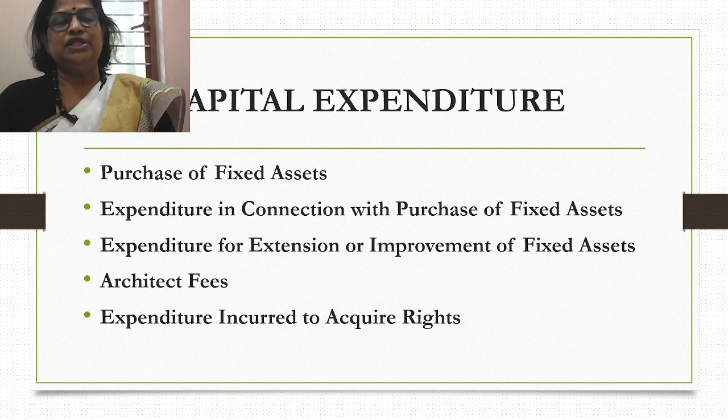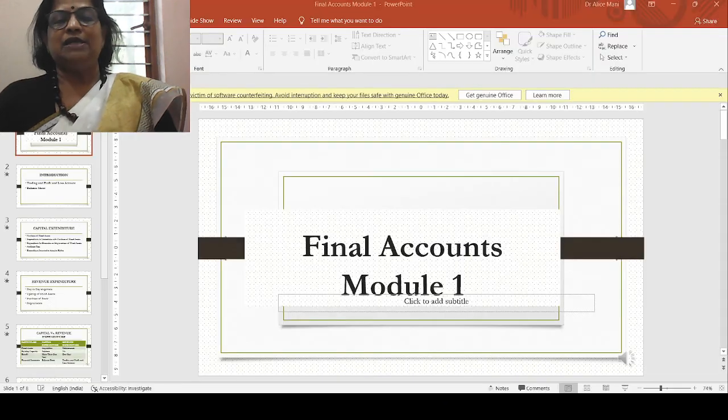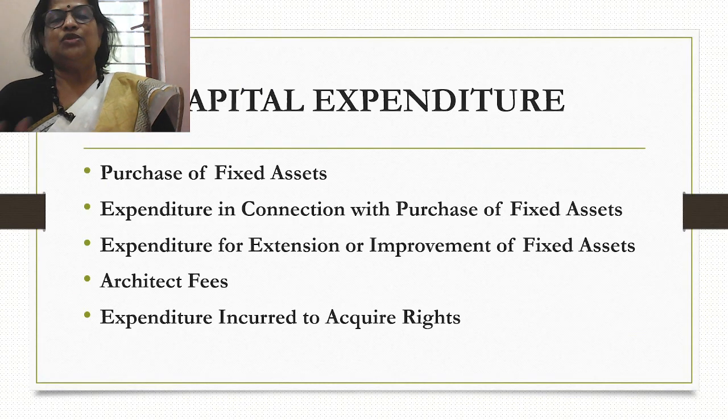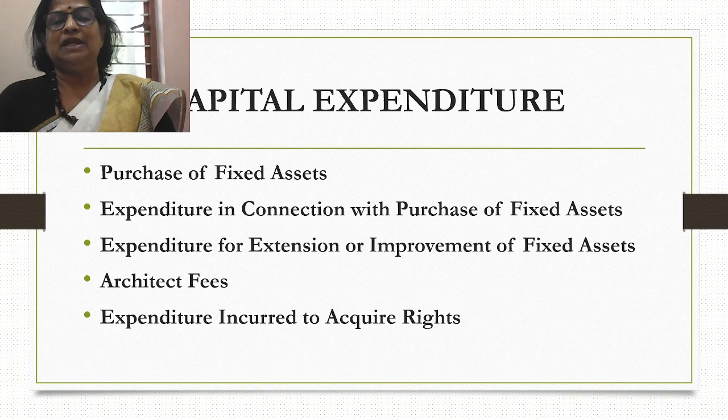So, purchase of fixed assets, and expenditure in connection with the purchase of fixed assets. Sometimes you have to remember that when you are purchasing a fixed asset, as it is, you cannot put it into use. Sometimes you have to construct a platform. Sometimes you have to install a transformer. Sometimes the electricity wiring has to be changed. So all this related expenditure will be there. All of that we will include as capital expenditure along with the machinery which is purchased.